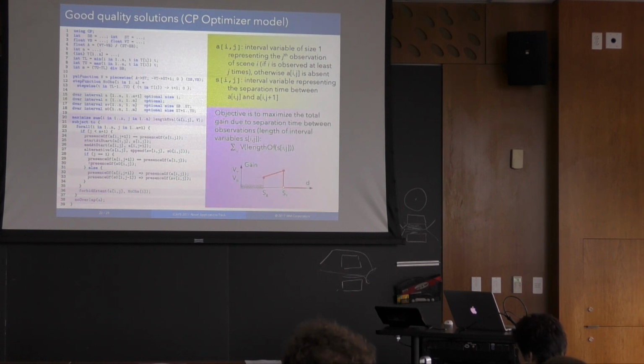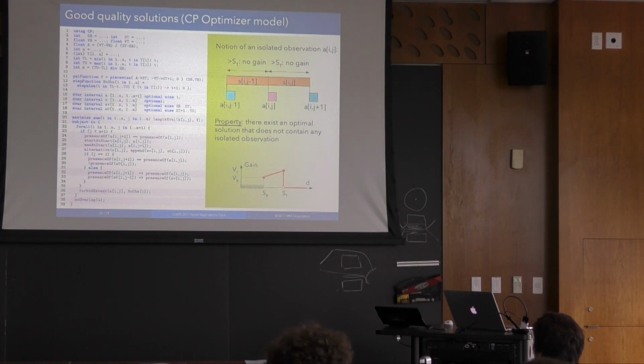I will skip, so no, I will not skip this. This is the objective function. It's important. The objective function is to say that, okay, we want to evaluate all the separation times. So this is a function of the length of the observation times, okay, evaluated on function v. And this is a sum, and you can express it this way in the model.